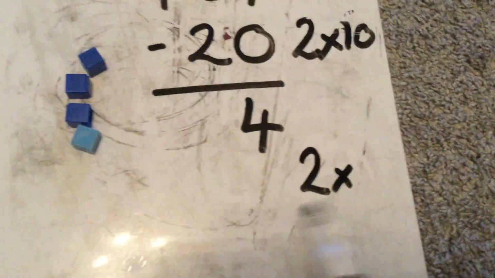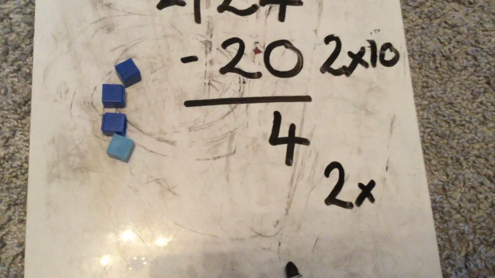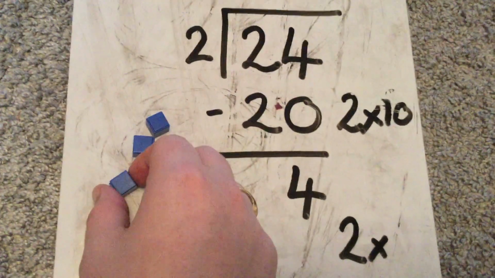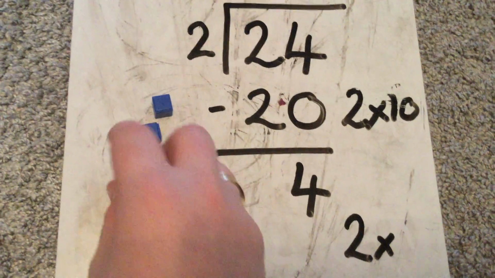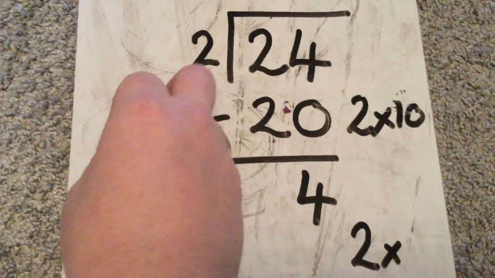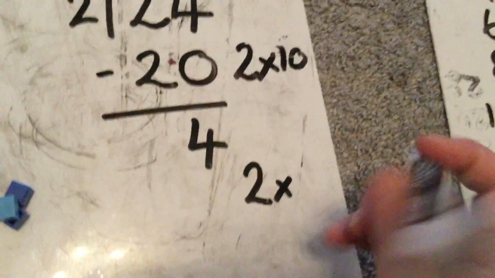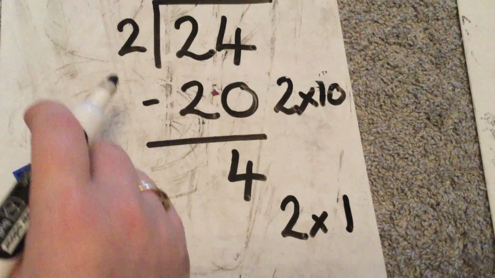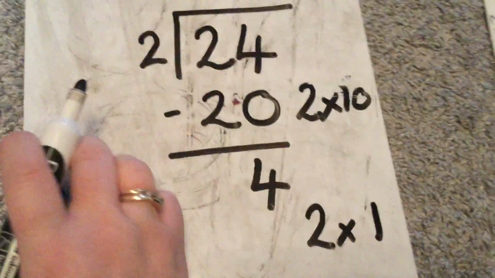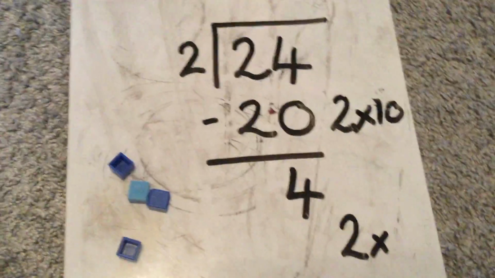I could get rid of 2 groups of 1 there. Okay, but that would just get rid of 2. What else? Have a little think. What else could I get rid of?